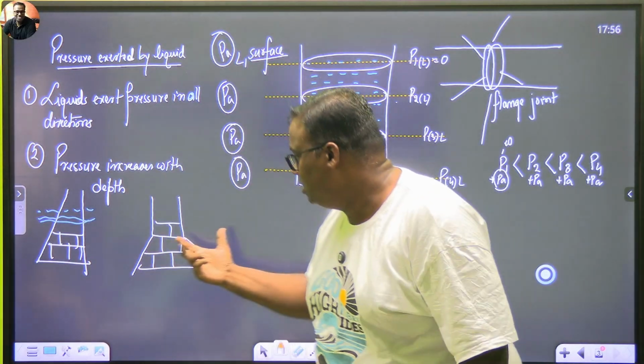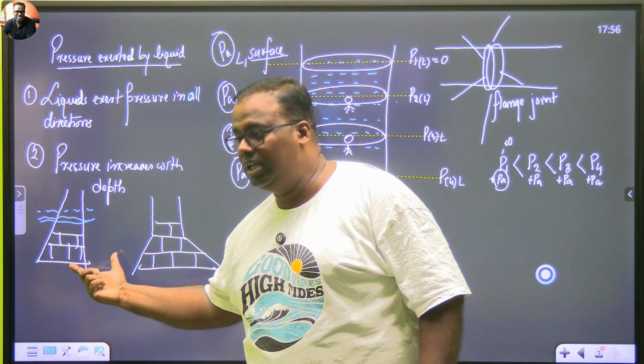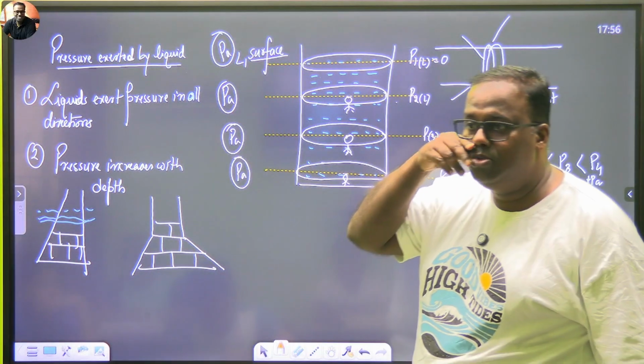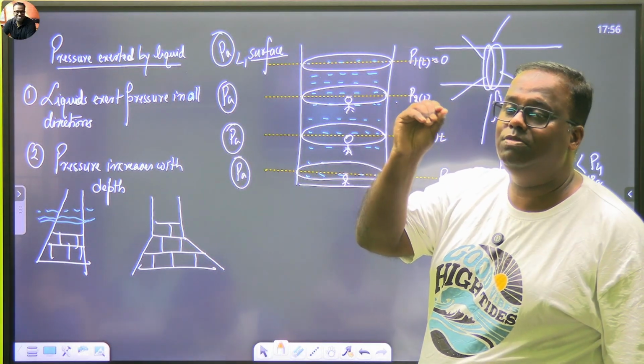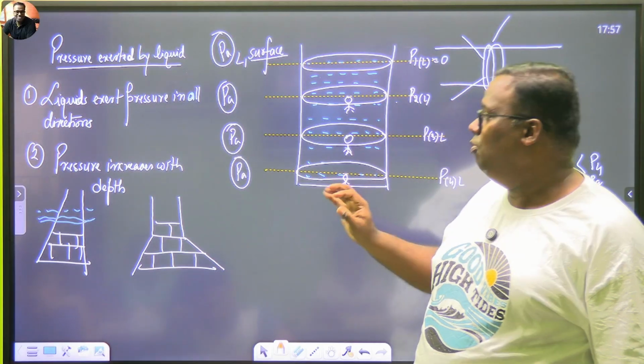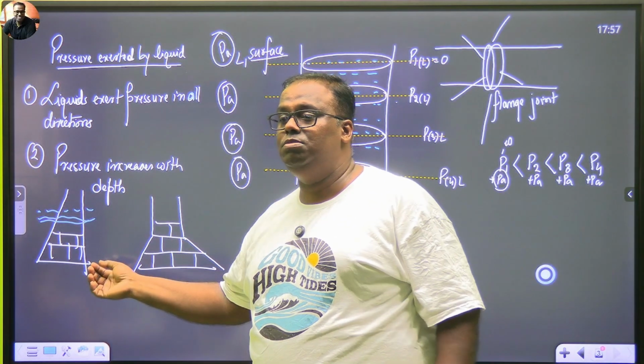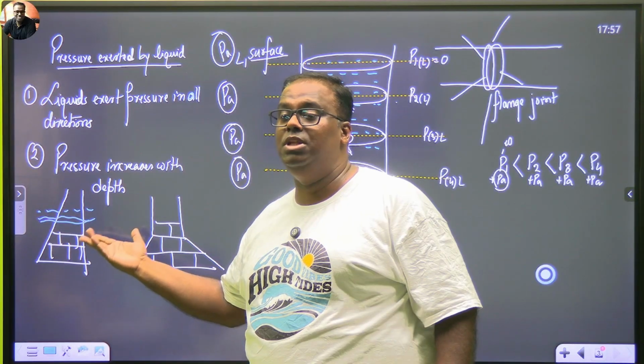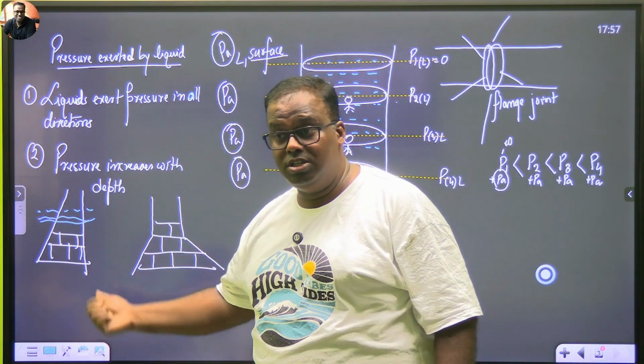That's why the walls of dams are made thicker at the bottom. So the question that will come to you is, why are walls of the dam made thicker at the bottom? Walls of dams are made thicker at the bottom in order to take care of the pressure that builds up at the bottom, and pressure increases with depth.